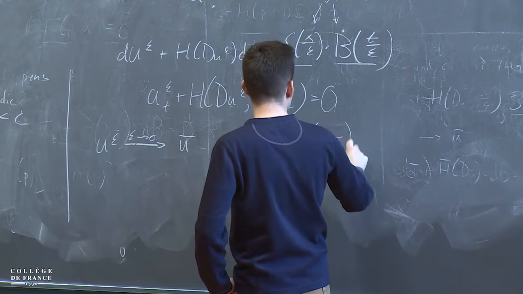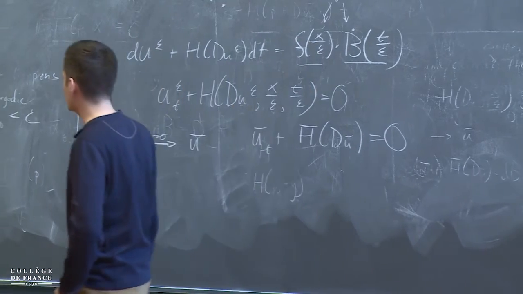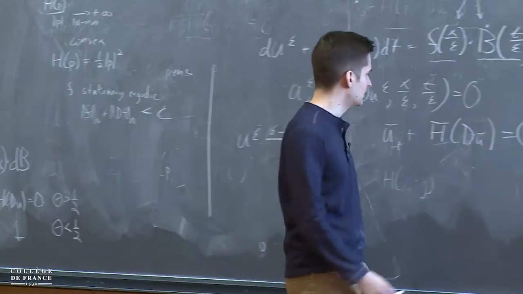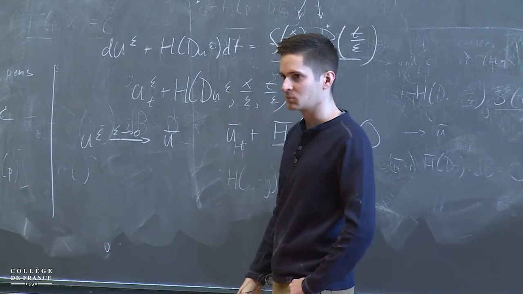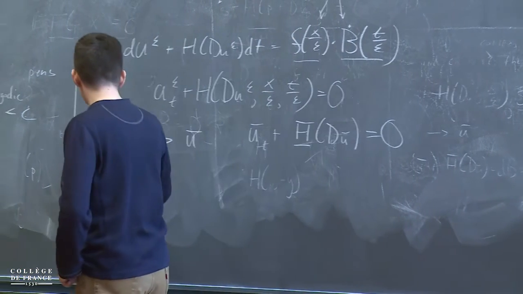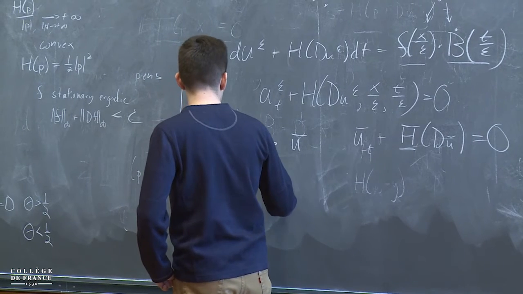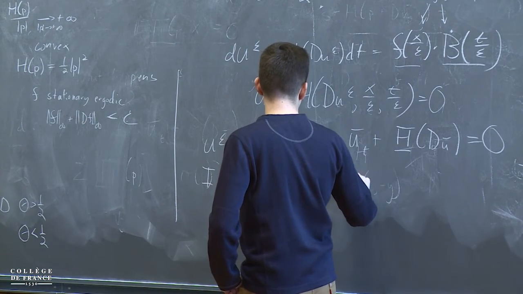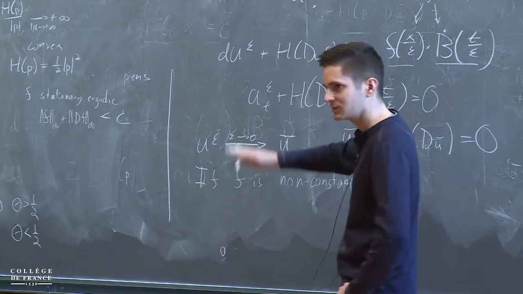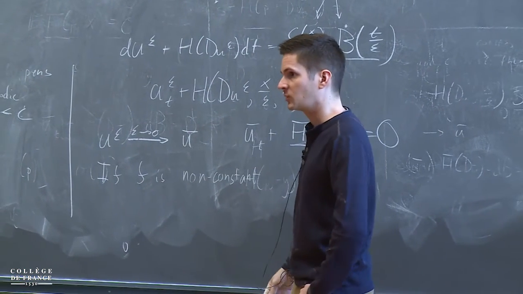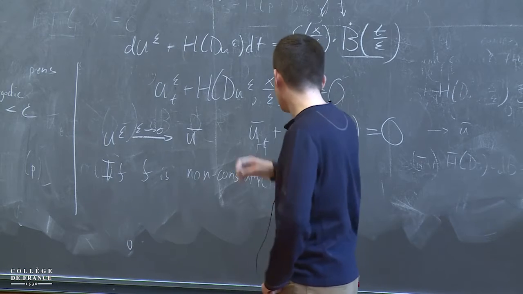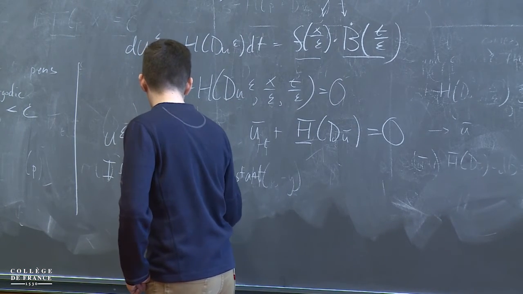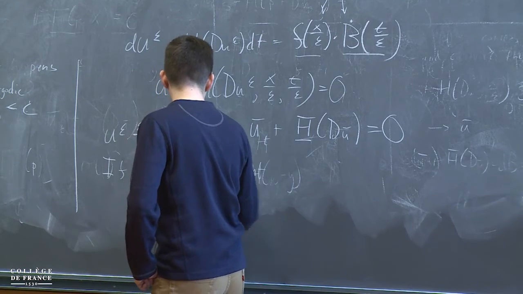So it looks exactly like the same result for when theta is larger than 1/2, except that H bar need not be the same as H. And in fact, if F is any non-constant function, or a stationary ergodic field, so as soon as it's non-constant somewhere in the probability space, in space, then H bar is actually larger than H everywhere, for all p.